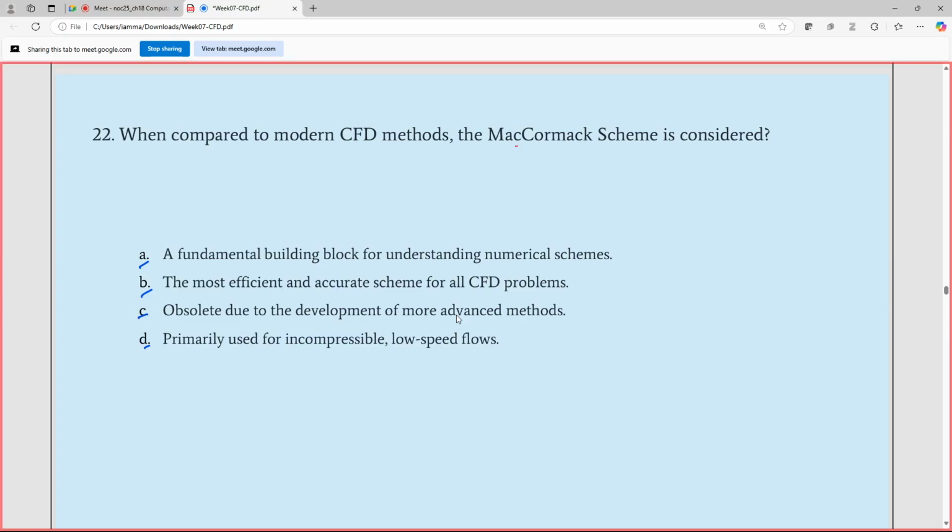So, what do you consider the MacCormack scheme to be? Is it a fundamental building block for understanding numerical schemes, or is it the most efficient and accurate scheme for all CFD problems, or is it obsolete due to the development of more advanced methods, or can it only be primarily used for incompressible and low speed flows?